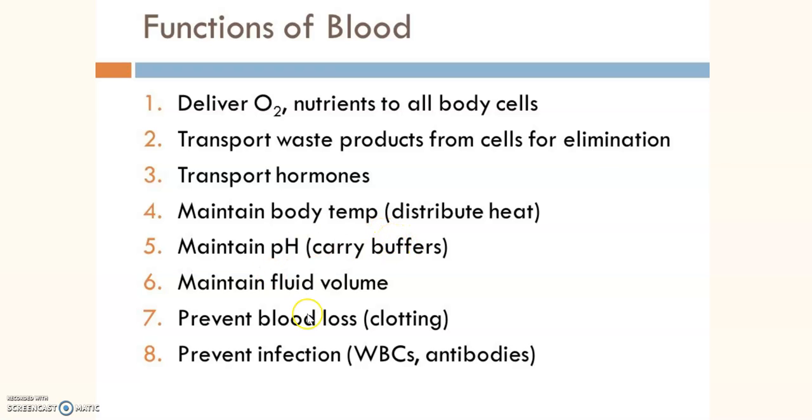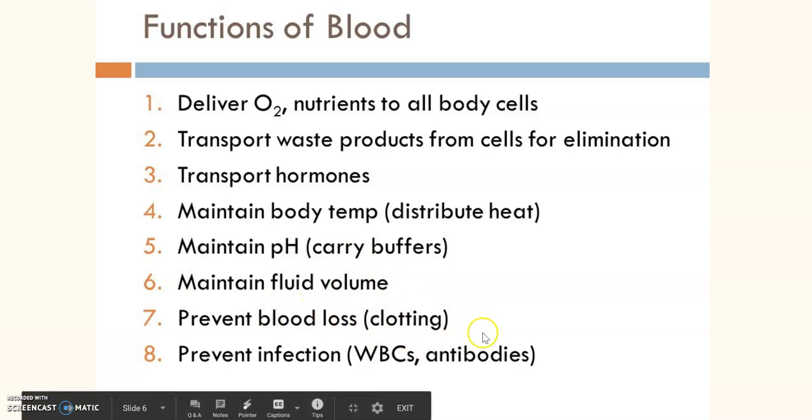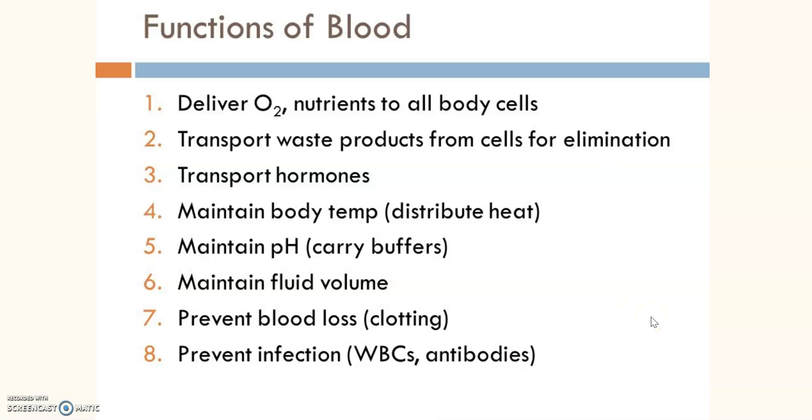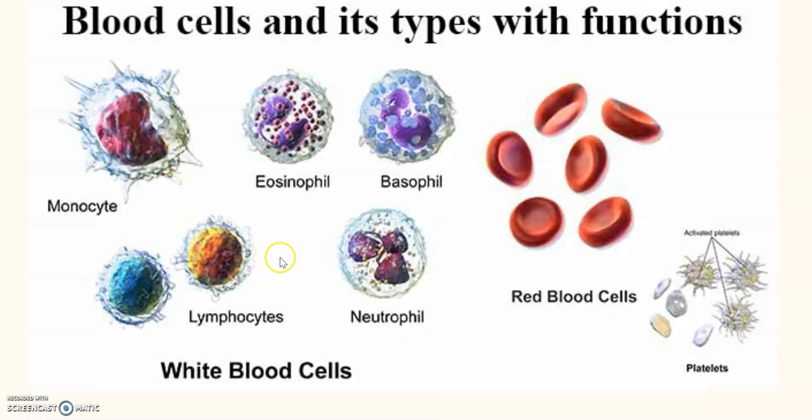Also to maintain fluid volume in our body, prevent blood loss, which is part of your platelets, responsible for blood clotting, and then also preventing infection. So your white blood cells, those T cells and B cells that we discussed last unit, those are part of your blood, and then they also carry antibodies, which, as you guys know, has an important part in the immune response.